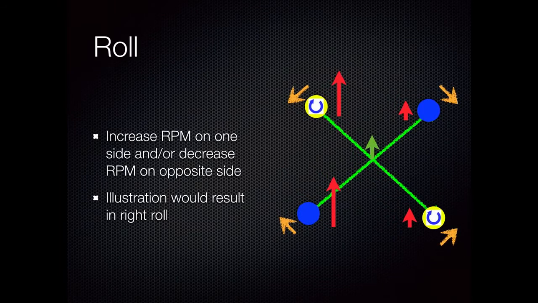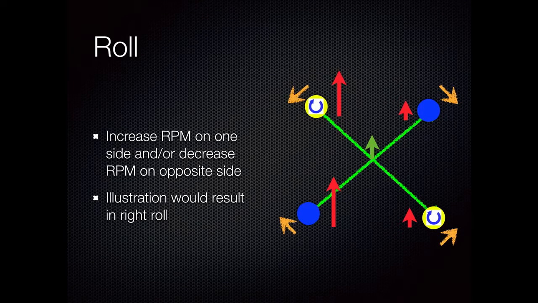Next basic control maneuver is roll. You increase the RPM on one side or the other, or decrease the RPM on the opposite side, which would cause the quad rotor to roll along its longitudinal axis. In this illustration, we've increased the RPM on the left two motors and slightly decreased it on the right two, which would cause the quad rotor to roll to the right.